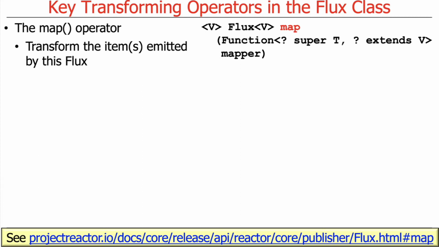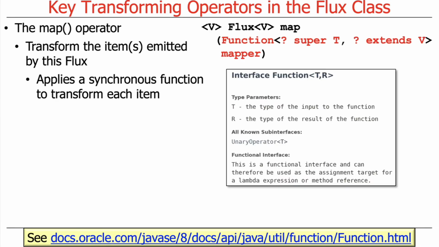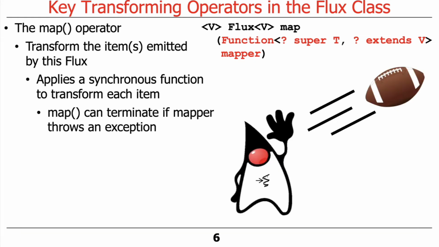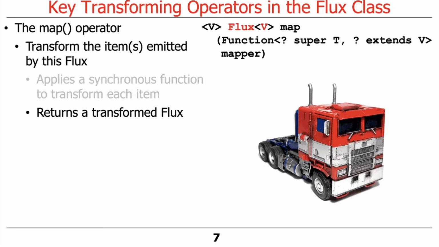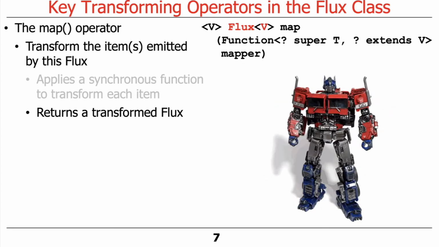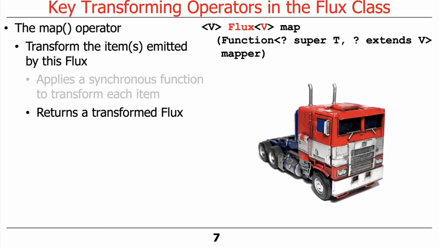This is used to transform the items that are emitted by a flux. This is going to look very familiar. It's very much like what we had with Mono's map, just working with fluxes, not with a single value. And what it does is it applies a synchronous function that's intended to be used to transform each item. So we pass in a function that'll be applied to every element in the input stream that we get, the flux stream that we get coming into map. Now, map can actually terminate if the mapper function throws an exception, but assuming it doesn't throw an exception, then it will return a transformed flux where every one of the elements in the input stream will have been transformed by the mapper function one way or another.